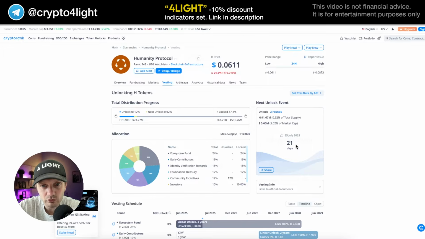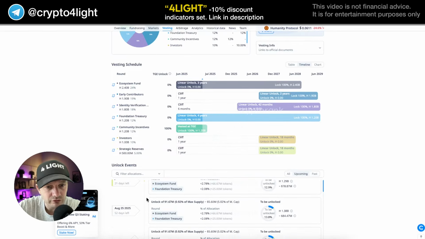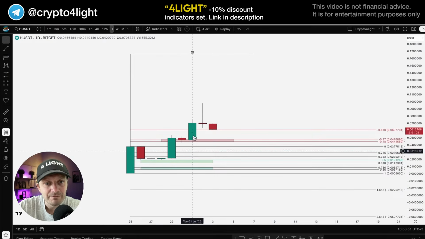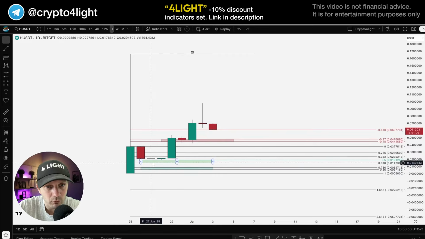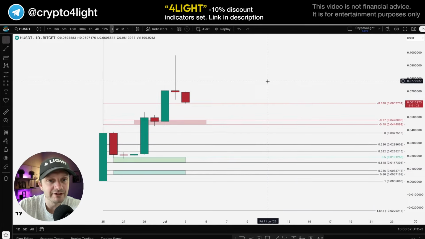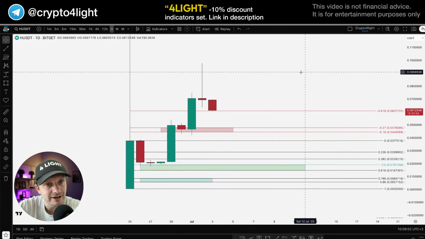So the next unlock will be in the next 21 days, right? This is the ecosystem foundation treasury, so track the unlocks, right? Build realistic price targets. Technically, the initiation accumulation pump model played out perfectly well, 400%. Where to accumulate this token again? Guys, the zones are absolutely the same.